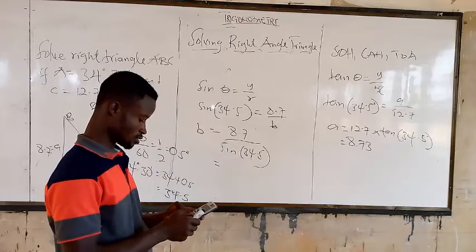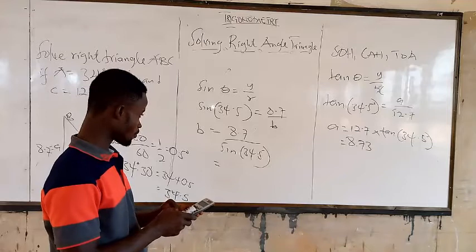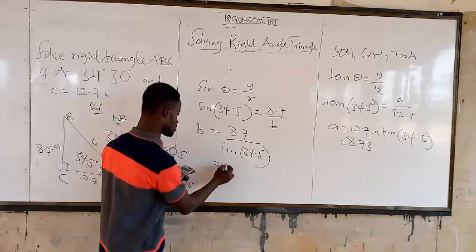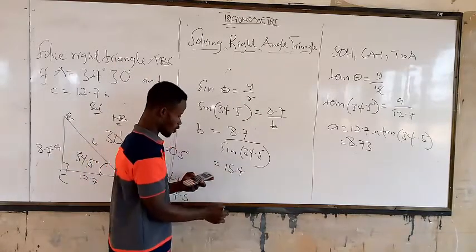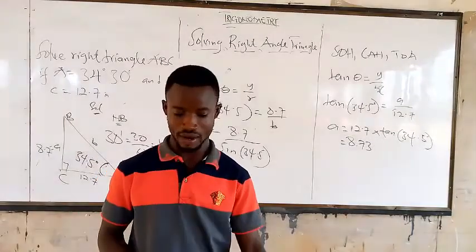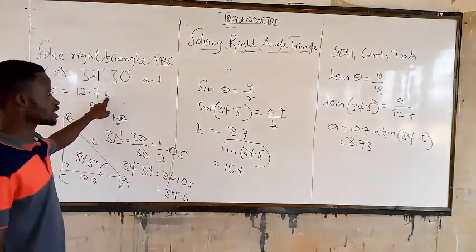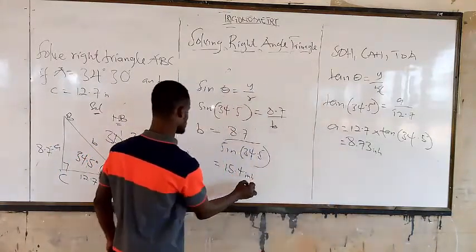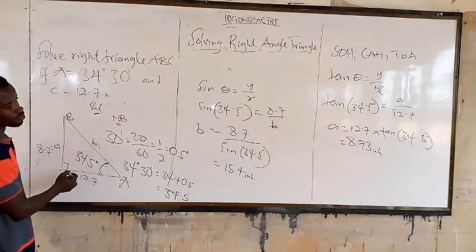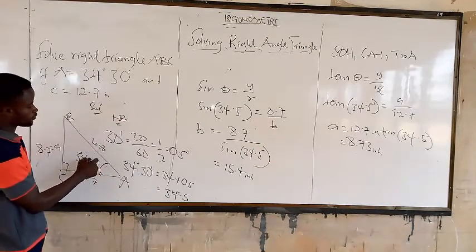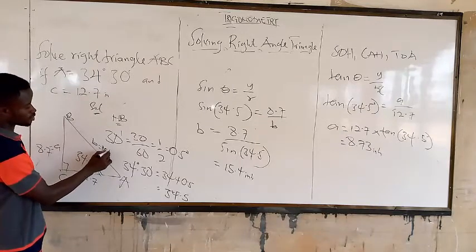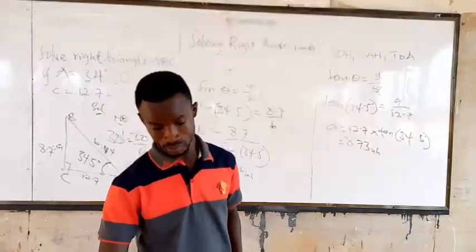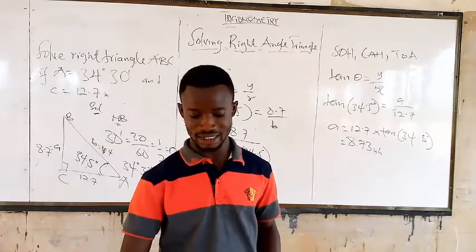Answer over sine 34.5, and we are going to get 15.4. Since in the question this is given in inch, you get it in inch. Here too we get 15.4. I hope that is clear. Good. So that is that for that.